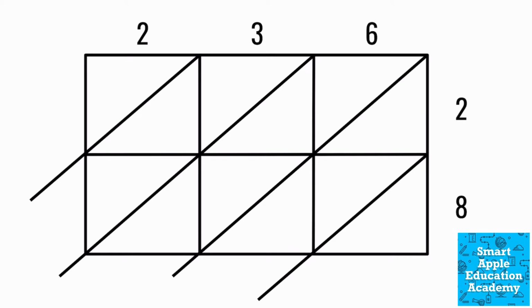Let's look at the box on the top right-hand corner with the sides of 6 and 2. What is 6 times 2? 6 times 2 is 12, so we're going to put 12 in that box. We're going to put 1 in the first triangle and 2 in the second triangle.